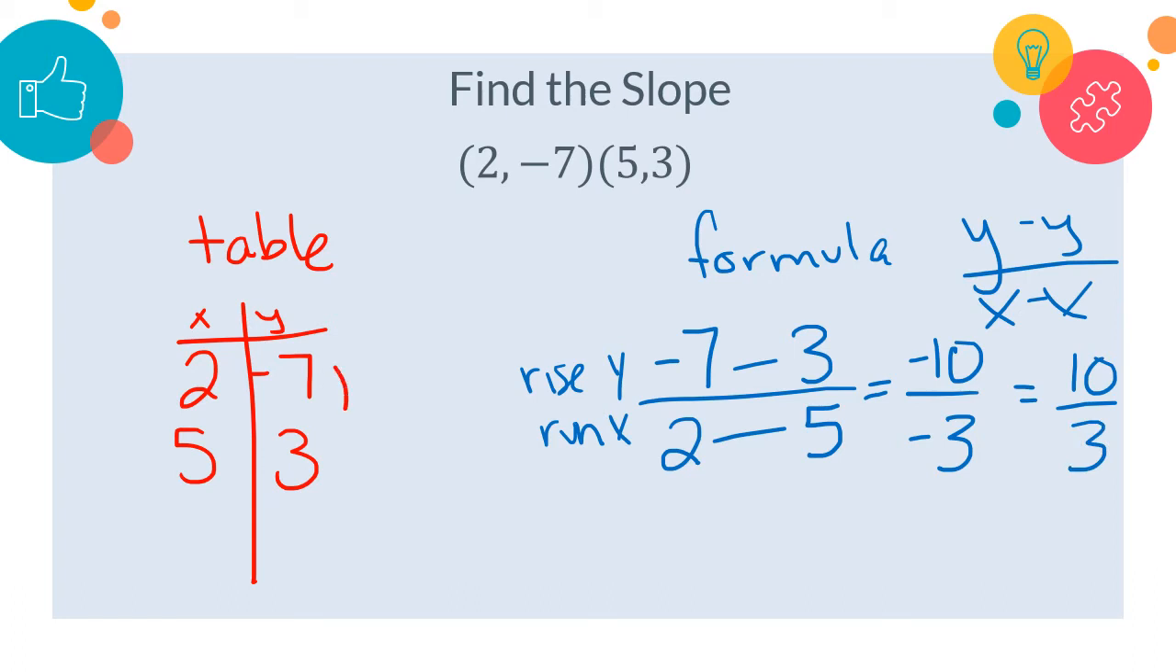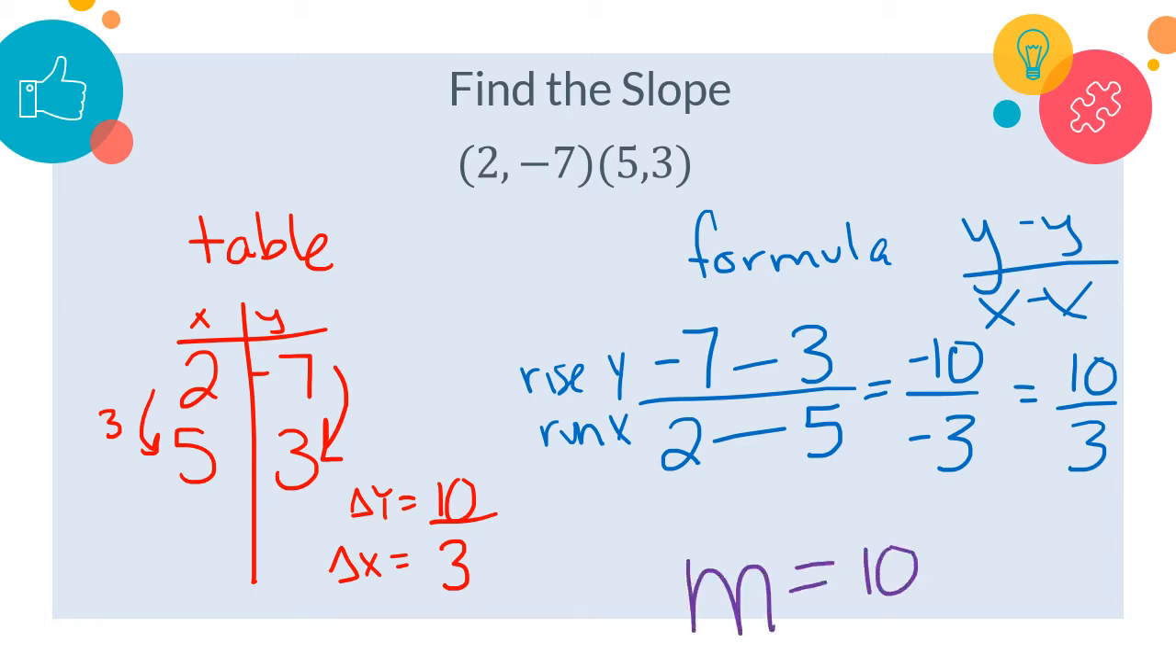Well, let's take a look at the table. Do I get the same thing? Well, my change in y, it would increase by 10, and my change in x would be increasing by 3. So no matter which way I look at it, I get a slope of 10/3. I'm okay with whichever method you choose. I would just recommend sticking to it.